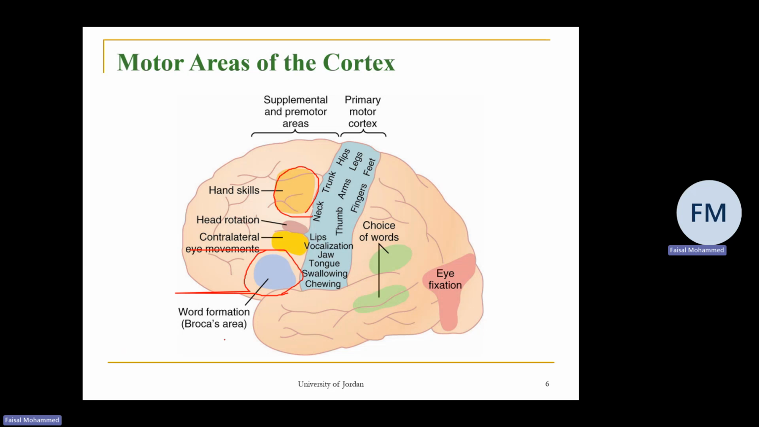These areas are found in the premotor area, which means that the programs for talking, the programs for contralateral eye movement and head rotation are found there. If you stimulate there, you will end up with purposeful movement. But if you stimulate the primary area here, you are going to end up with maybe just contraction of a single muscle fiber of the muscle, which does not give you any purposeful movement.